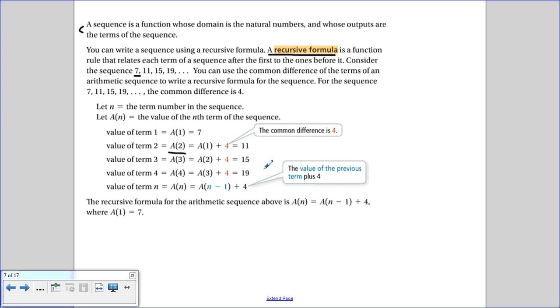So the way that you can write that is a of n minus 1. So this isn't a times n, a times negative 1. That's not what it is. It means a, and then the number is whatever n is. So if we're looking for the fourth term, this would be 4 minus 1, so that would be the third term plus 4. And then you have to also state where a sub 1 starts.